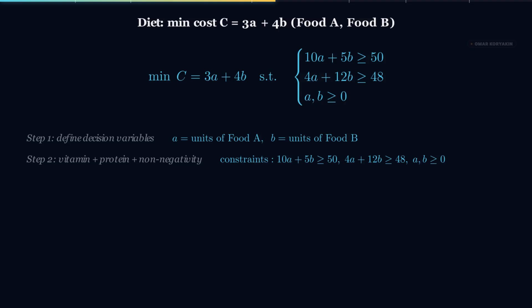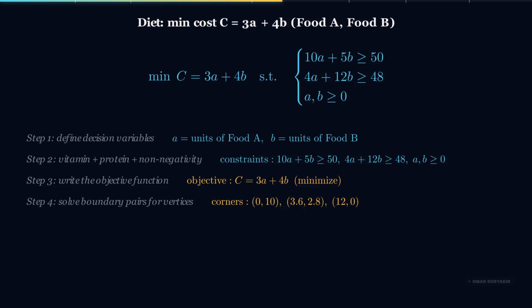The first two are greater than or equal to constraints, producing a feasible region above and to the right of the constraint lines, unbounded, extending up and right. Step 3. Write the objective cost C equals 3A plus 4B, to be minimized. Step 4. Find the corner points of the feasible region. The corners are intersections of constraint boundaries within the first quadrant.